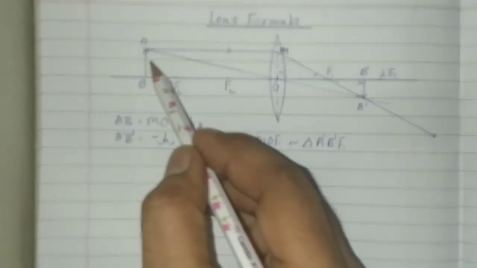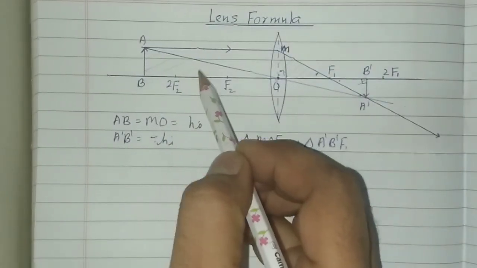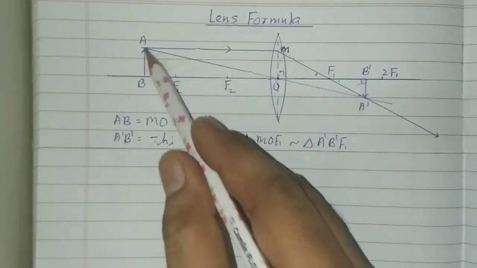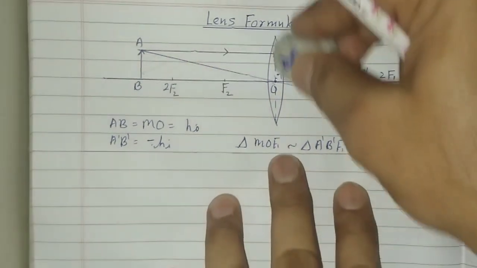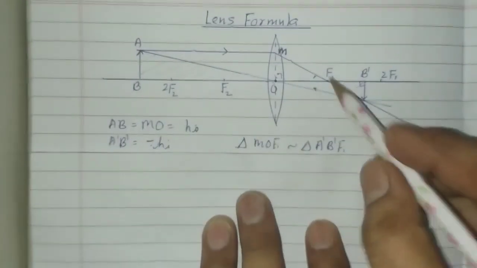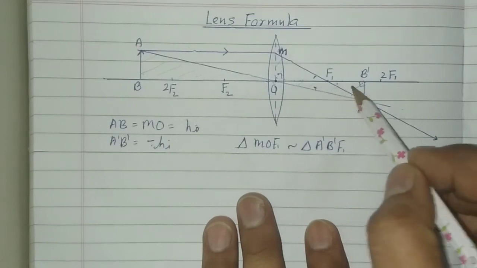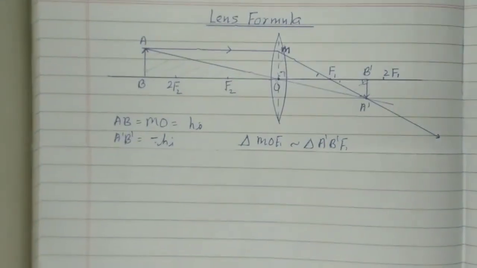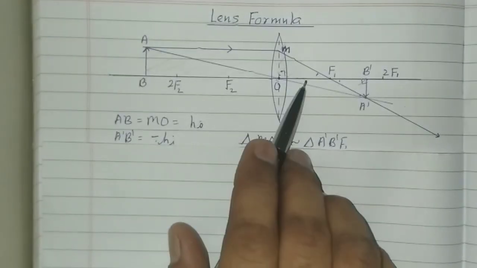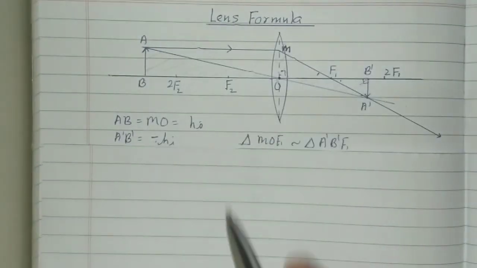Now consider these two triangles. This triangle is ABO, and another triangle is this one, A'B'O. These two triangles are similar because these two angles are equal, being vertically opposite, and these two angles are equal, being 90 degrees.